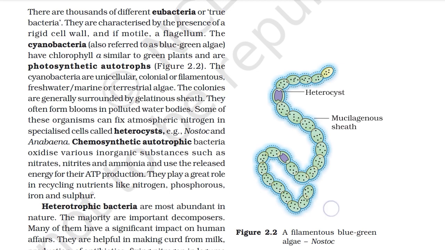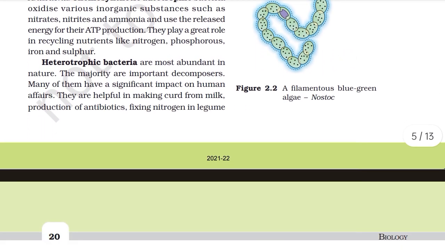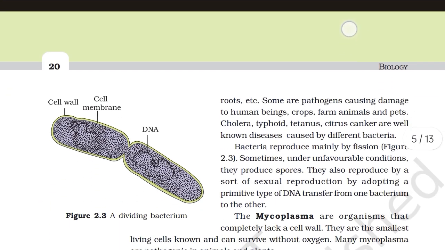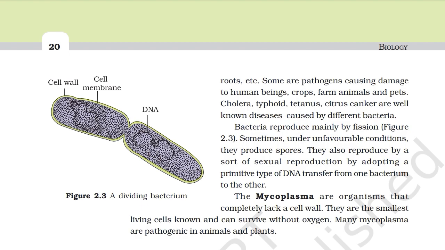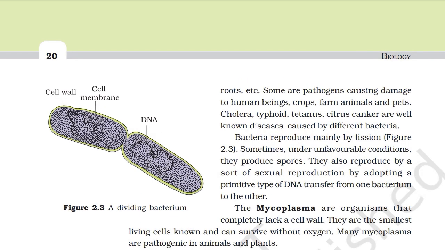Heterotrophic bacteria are most abundant in nature. The majority are important decomposers. Many of them have a significant impact on human affairs. They are helpful in making curd from milk, production of antibiotics, fixing nitrogen in legume roots, etc. Some are pathogens causing damage to human beings, crops, farm animals, and pets. Cholera, typhoid, tetanus, citrus canker are well-known diseases caused by different bacteria.